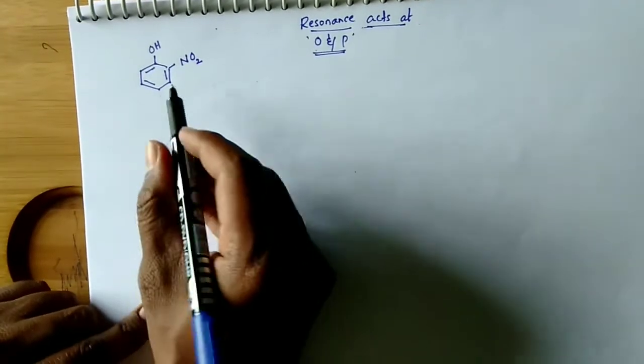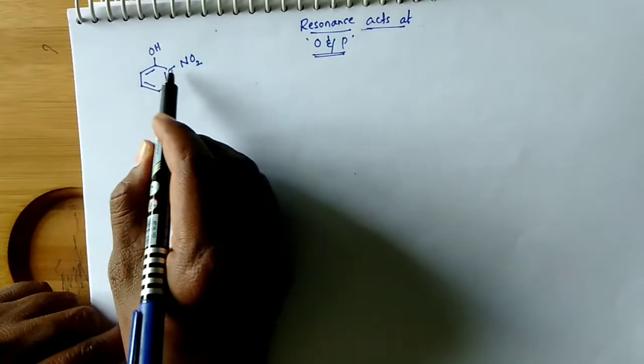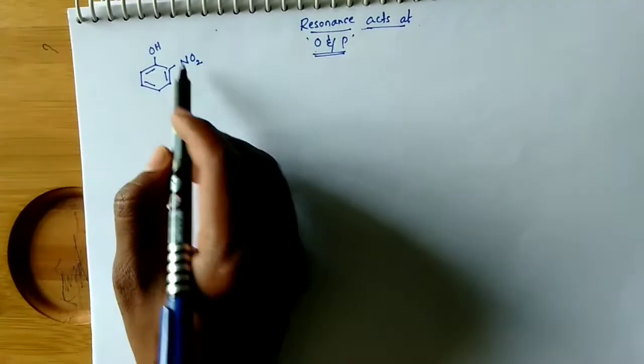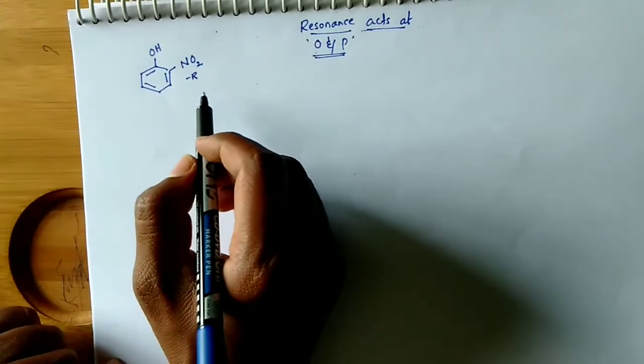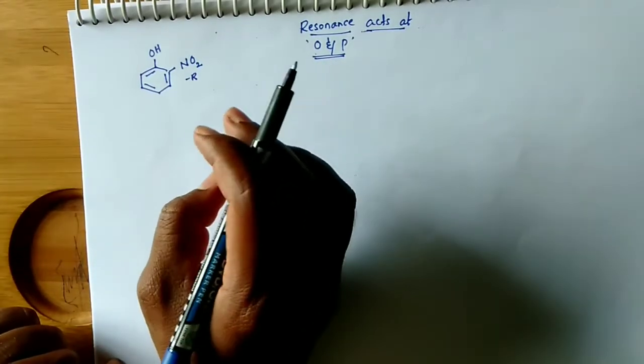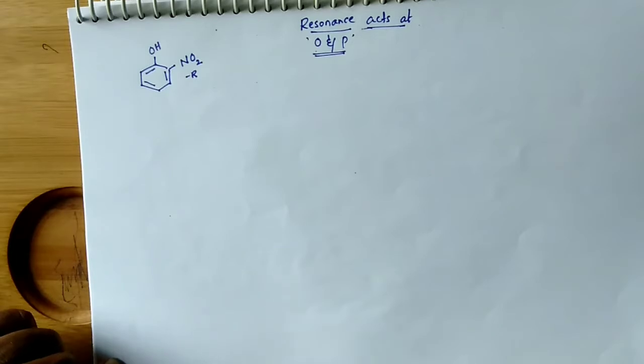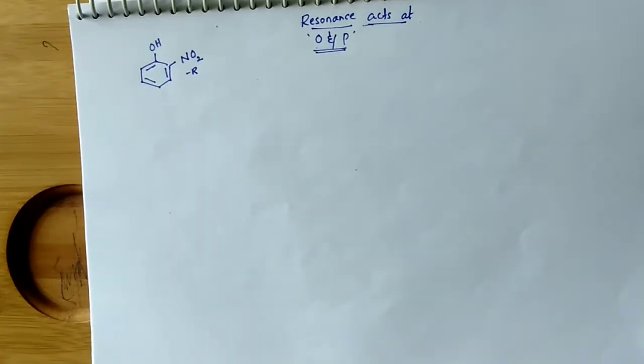Here I am taking one minus R group. What are the minus R groups? What are the plus R groups? I have given that in the last video. I will provide the link for that video in the description. You can refer through that.